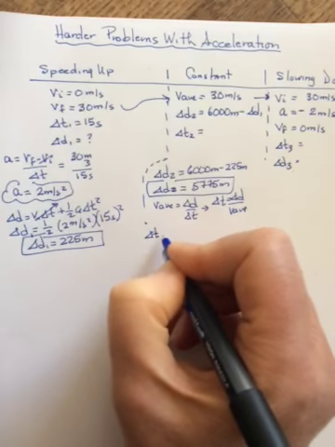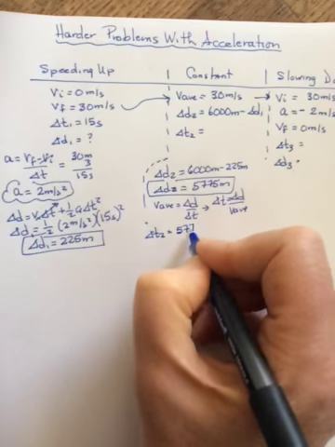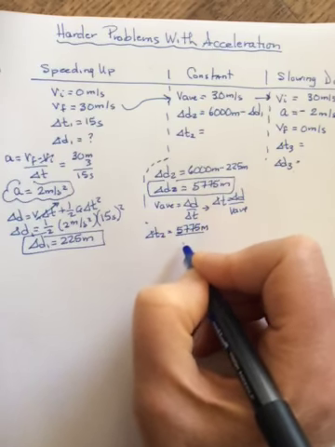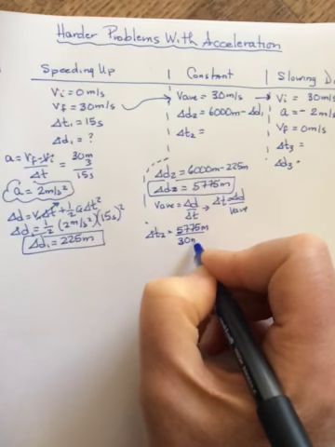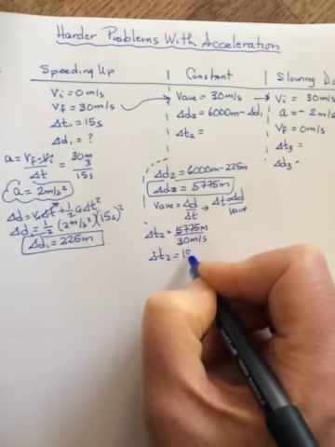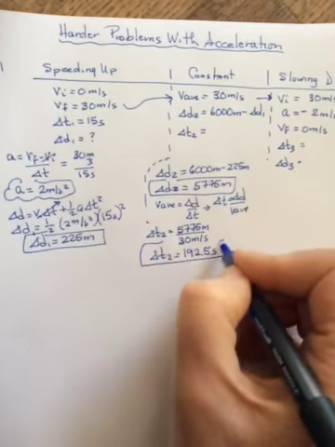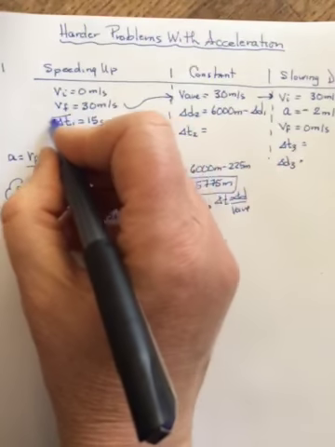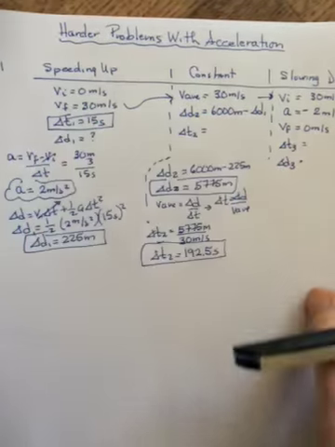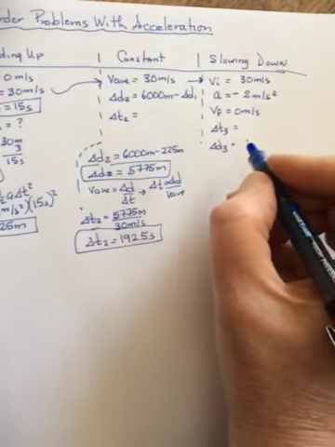So delta T2 is equal to 5,775 meters divided by 30 meters per second. So T2 is equal to 192.5 seconds. Okay, so we already have T1 up here. We now have T2, D1, D2, so now we move to slowing down.